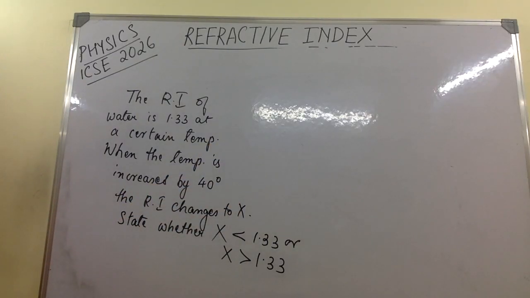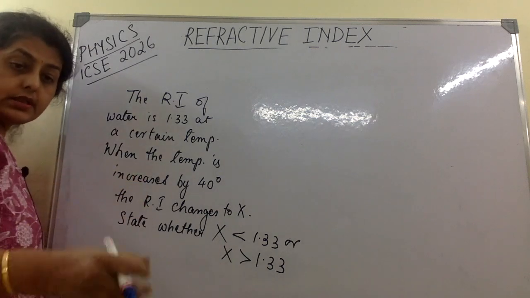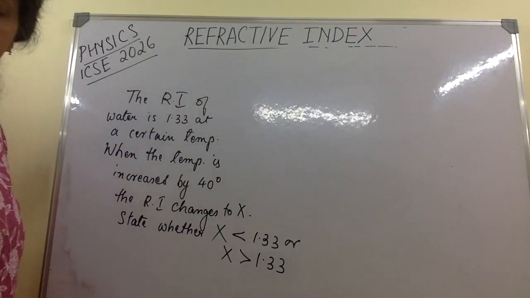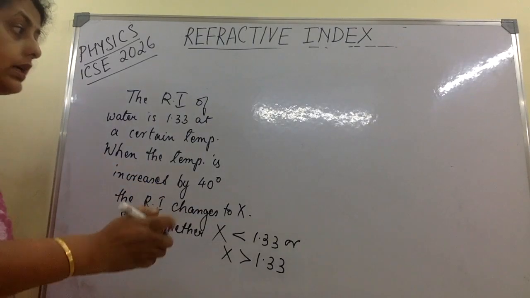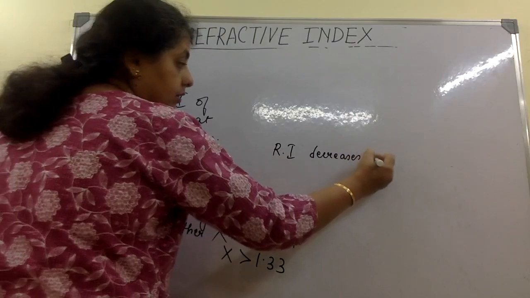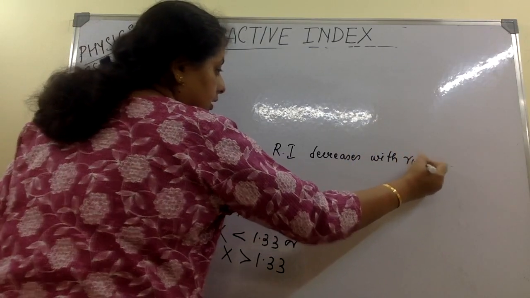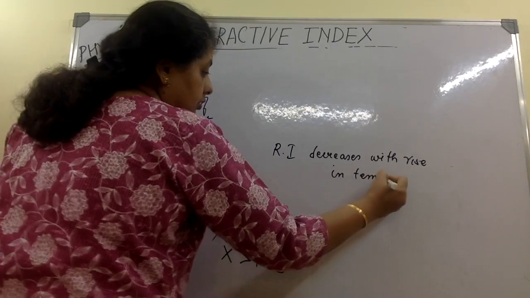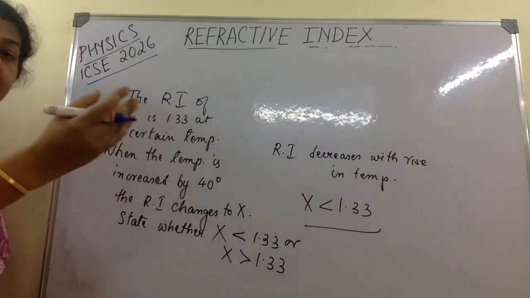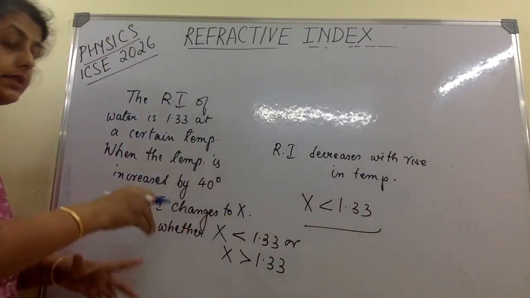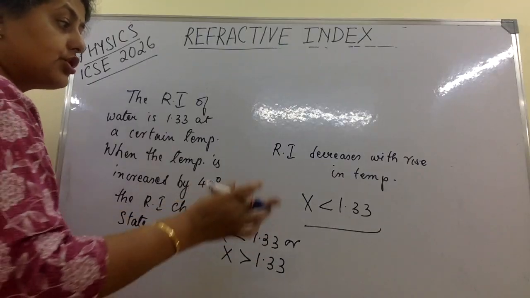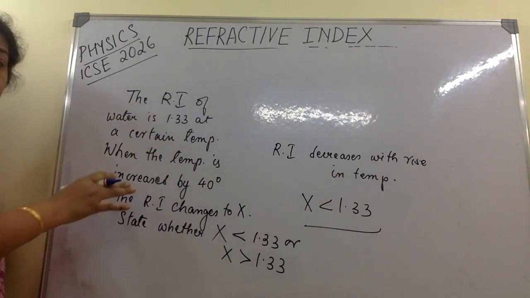Now here we have to write, see, when the temperature increases, the refractive index decreases. So refractive index decreases with rise in temperature. So X will be less than 1.33 because now the water has heated up. Means when the temperature increases, density decreases, and as density decreases, whatever light was traveling through it now goes faster, which shows a reduction in refractive index.